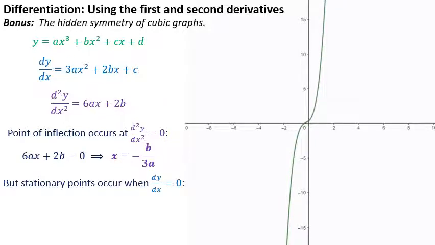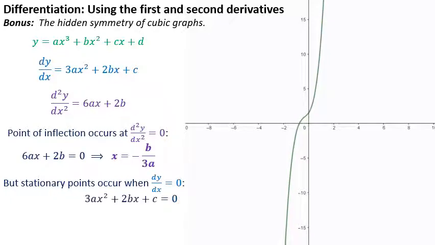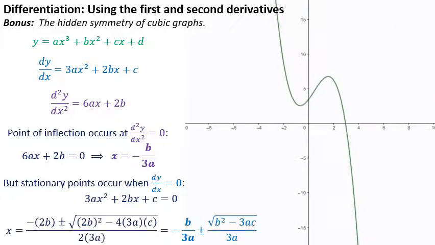Now, let's look at the stationary points as well. Go back to the first derivative. It takes a bit longer because it's a quadratic. But remember, we've got the quadratic formula for this. Got to be a little bit careful because we have an a, b, and c in this equation, and the quadratic formula involves an a, b, and c. But in place of a, we've got 3a. In place of b, we've got 2b, and we have a c for c. So we've got to be a little bit careful.